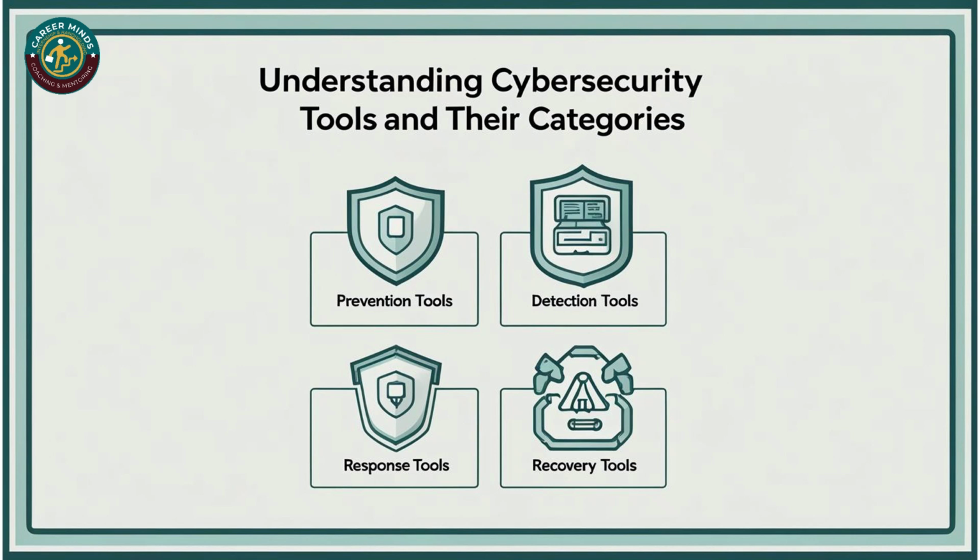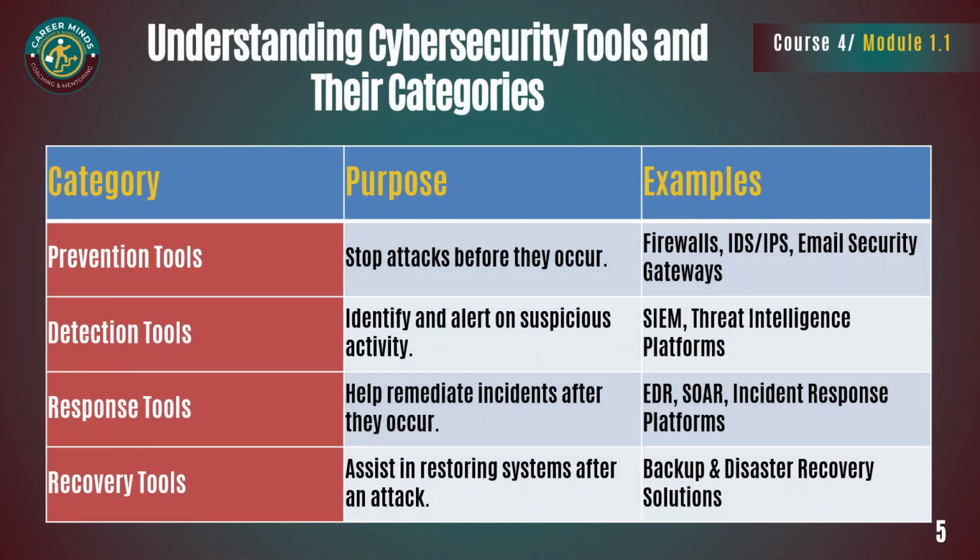So to better understand how tools are used, we must break them down into categories, and we have 4 categories here. The very first category is prevention tools. These tools stop attacks even before they occur. Examples are firewalls, IDS, which is intrusion detection system, or IPS, which is intrusion prevention system. And then also we have email security gateways.